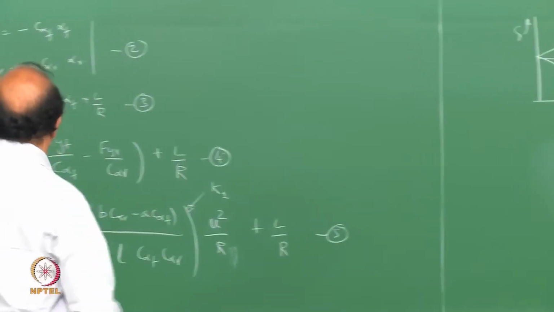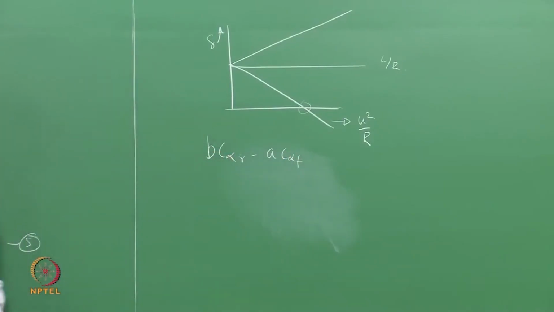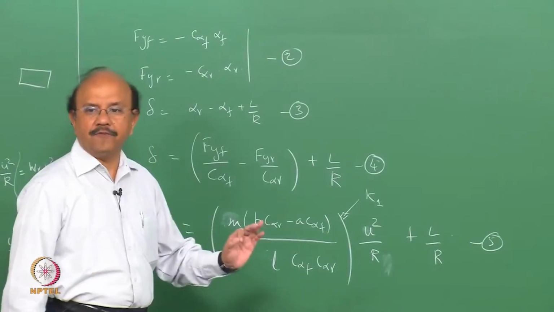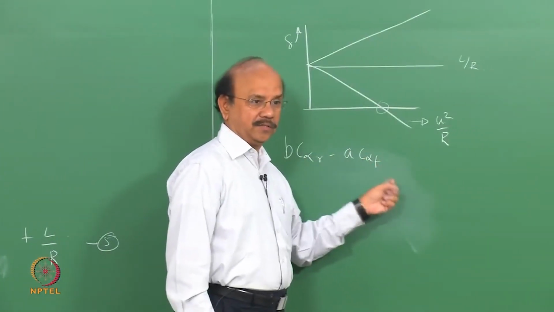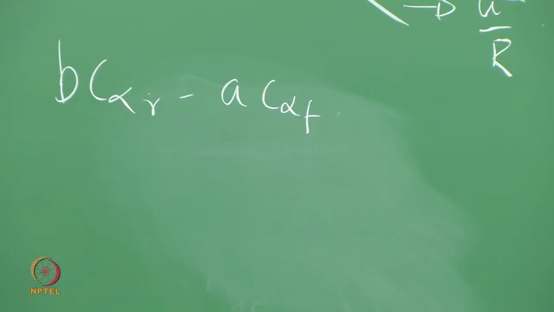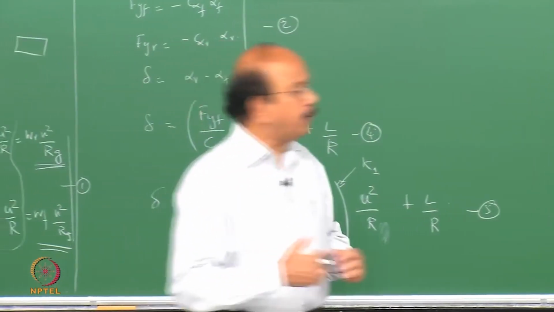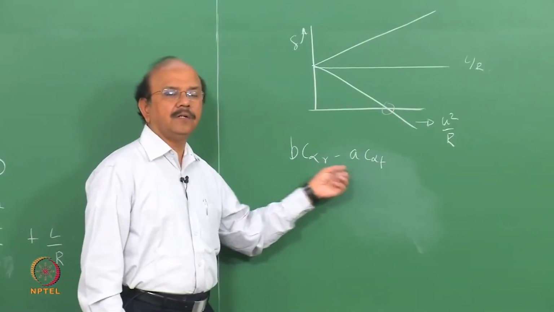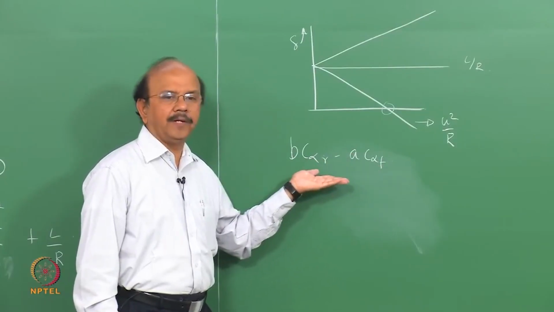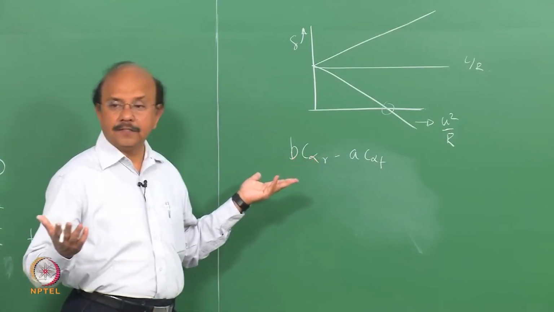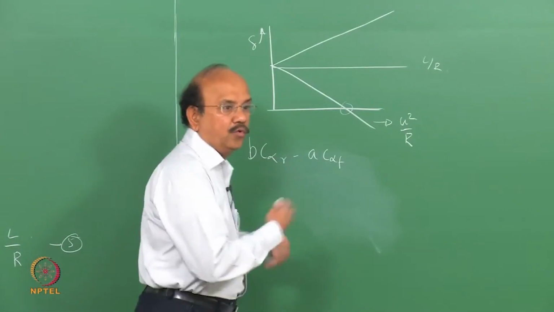Clear? So the key factor here is this BC alpha R minus AC alpha F. Now, what is A and B? Remember that they are the CG locations. Why imagine? You have so many front wheel driven cars. Most of the cars today are front wheel driven. So in a front wheel driven car, what do you think will be the distribution of A and B? Will A be small or B be small? A will be small. So all front wheel driven cars are understeer cars. So they will be more towards the understeer vehicle.